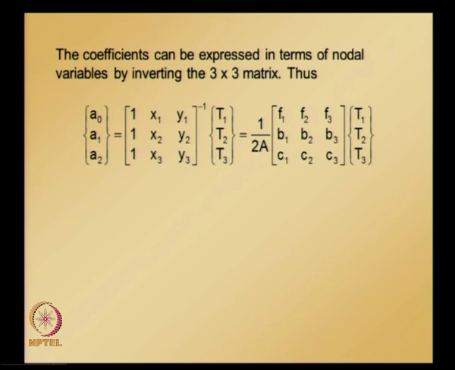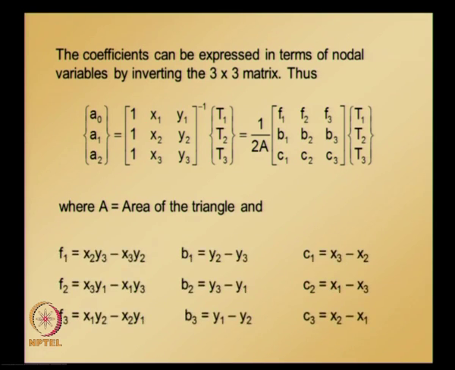Now, by carrying out the inversion of the matrix and multiplying with T1, T2, T3, we can get this equation where A is the area of the triangular element, and F1, F2, F3, B1, B2, B3, C1, C2, C3 are defined. So, we have now expressed a0, a1, a2 in terms of T1, T2, T3.